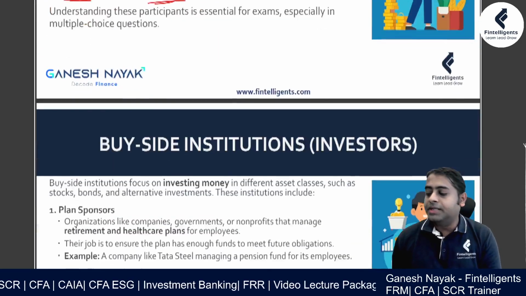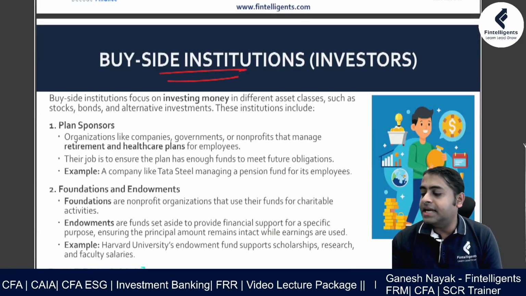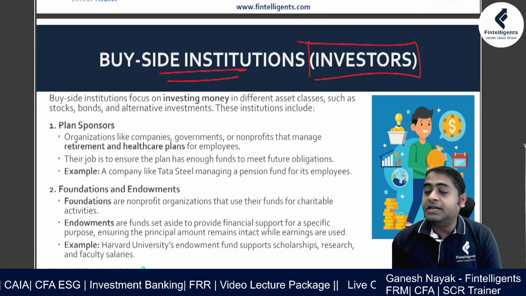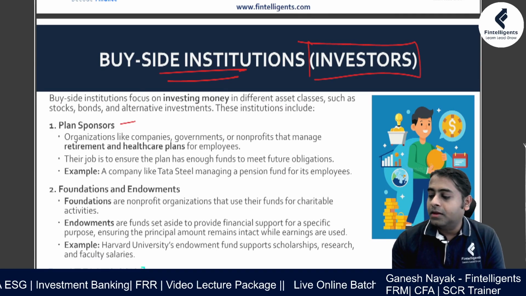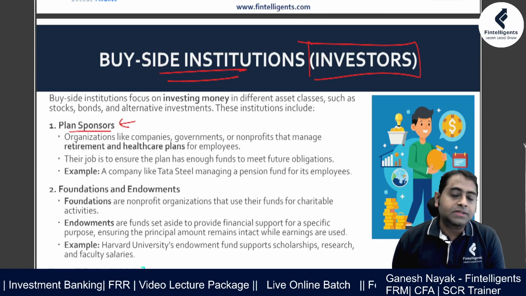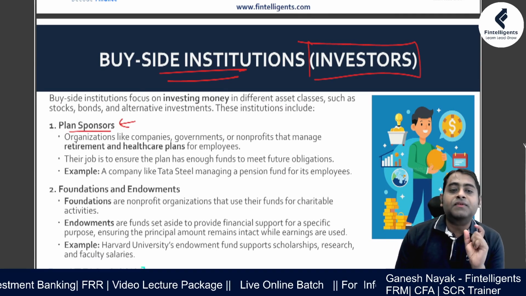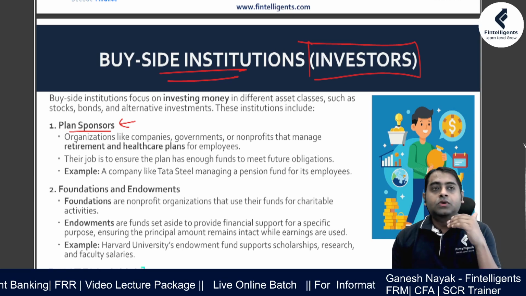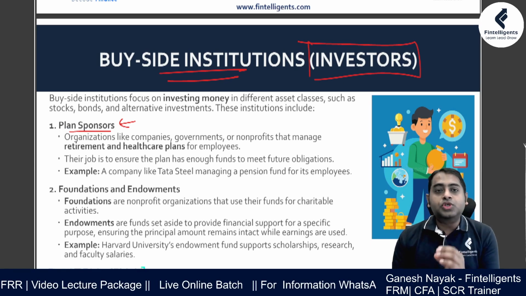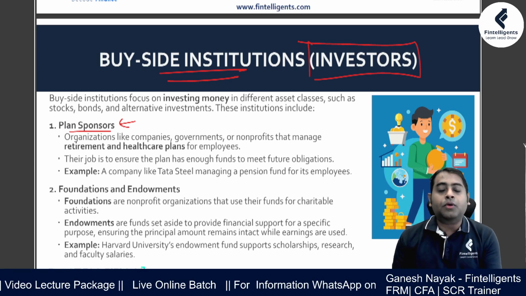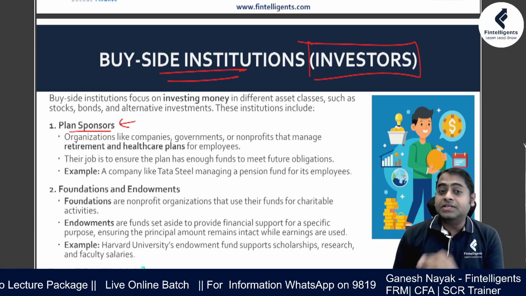So look at this. Who is the buy side institution? These are investors. A few examples of this: plan sponsors. Now this term is coming for the first time. A lot of private organizations provide pension services to their employees.